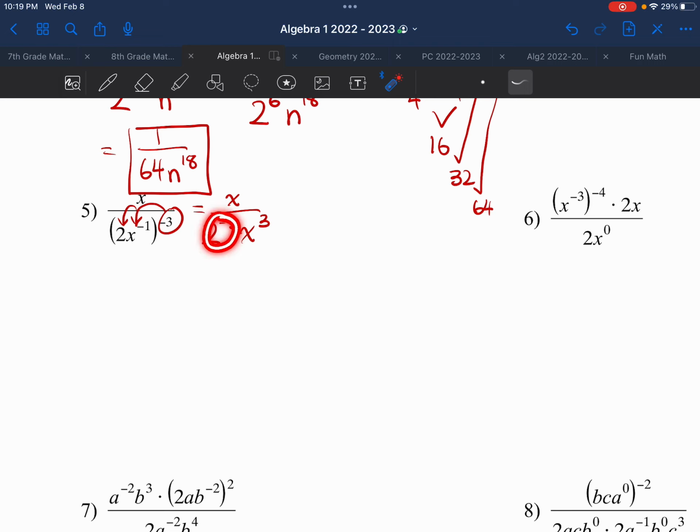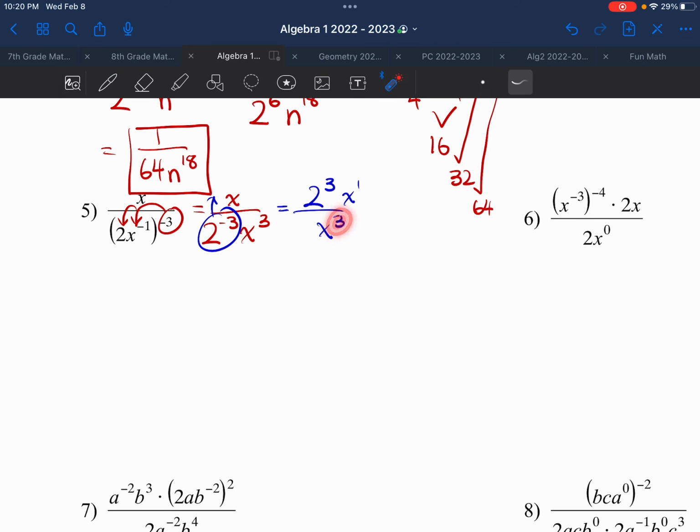So it was in the bottom, now it's going to be in the top. And I'm going to actually show that in my work. This thing is going to come up to the top, and my problem is going to be 2 to the positive 3 all over x to the power of 3. Don't forget the original x up here. That x was technically to the power of 1, and notice I can only have one x in my final answer. Right now I have 2.